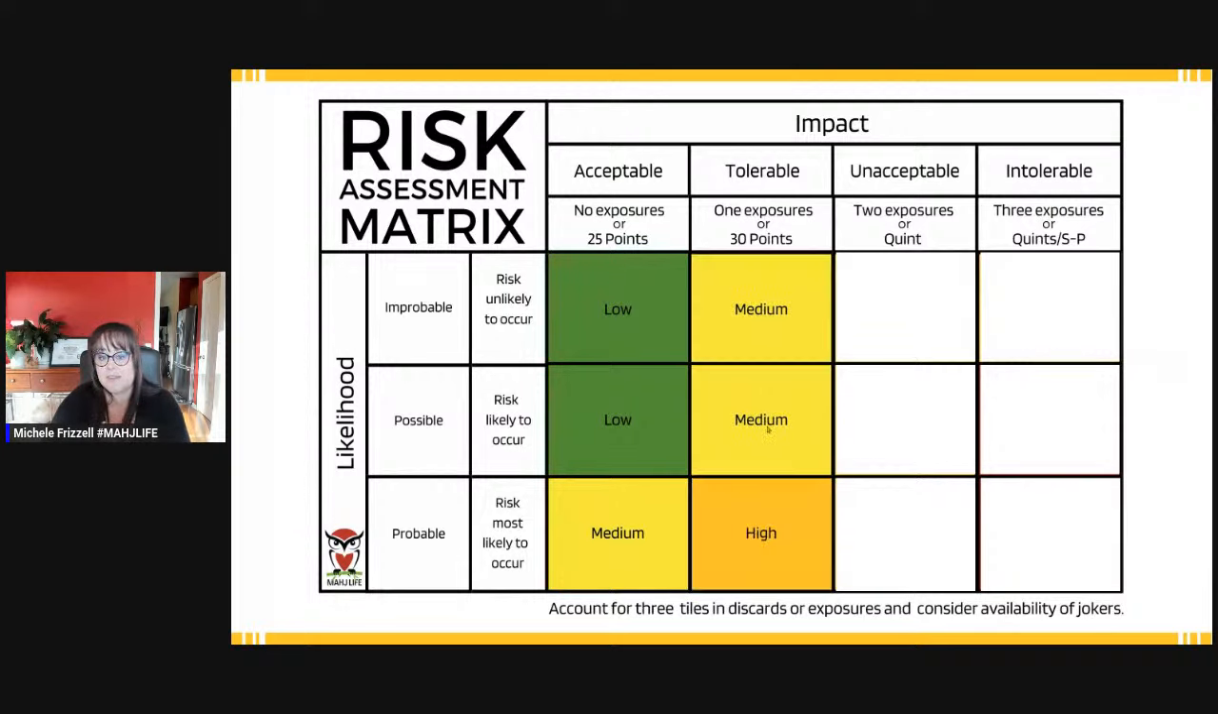Then we're going to increase risk under tolerable. It goes to medium and high. So if someone has an exposure and you draw a possible tile that they can use, that's going to have medium risk. If you have a tile that you've drawn that is probably a tile they need, based on their exposure and the tiles they've recently discarded, that's going to be a high risk. And then we increase even more under the unacceptable column. A probable risky tile is going to have a high risk and an unacceptable impact. So this is where you're probably going to start folding.